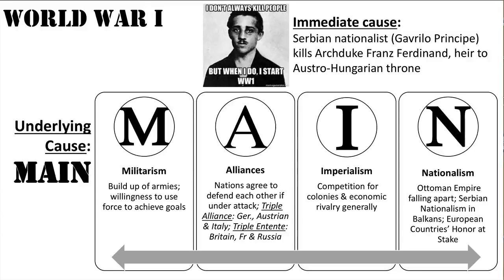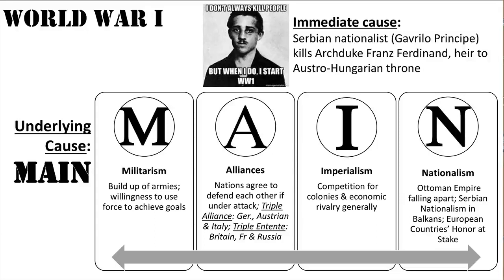So like I said, when the Austrian-Hungarian Empire declares war on Serbia, if the war had just been between the Austrian-Hungarian Empire and Serbia, we would not be studying this. It would not be that important. They probably would have beat them in a weekend. It would have been done.